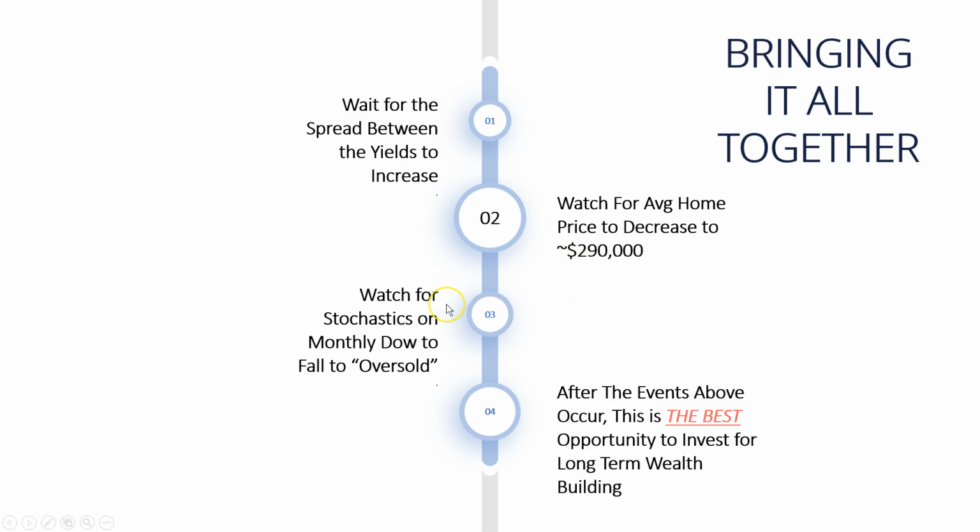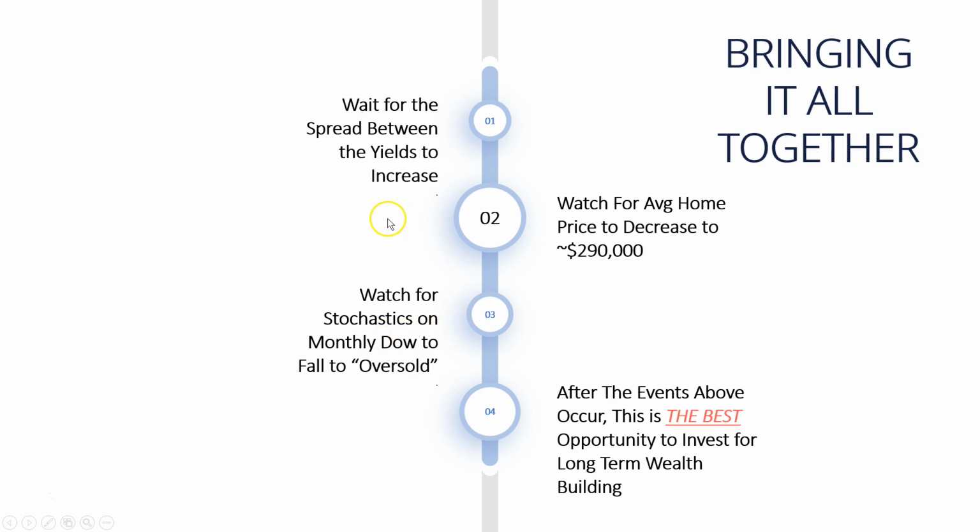All right, watch for stochastics on monthly Dow to fall to oversold. That brings us to the previous slide in which I showed you how the stochastics move from being oversold to overbought, back to oversold, and then back to overbought. So currently they are oversold, and they need to get to the overbought area. But eventually, during the recession, as we see these prices decrease, we'll see them fall back to oversold.